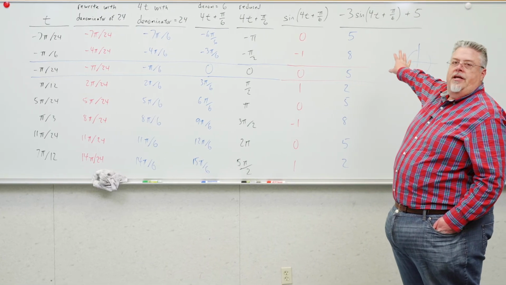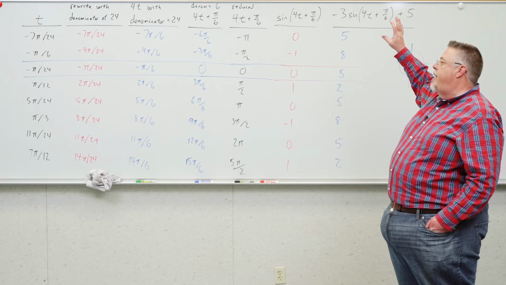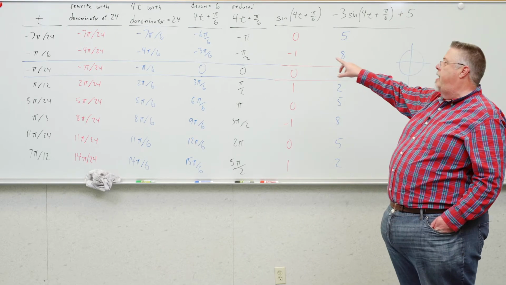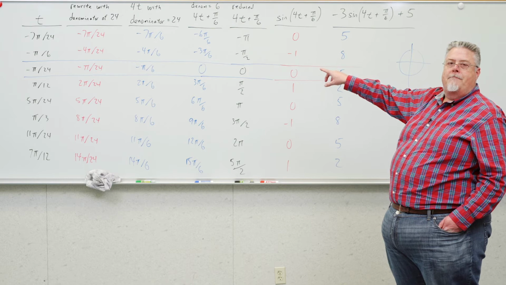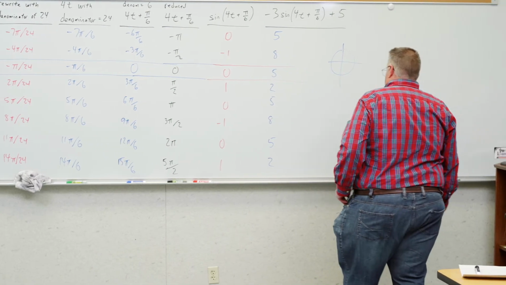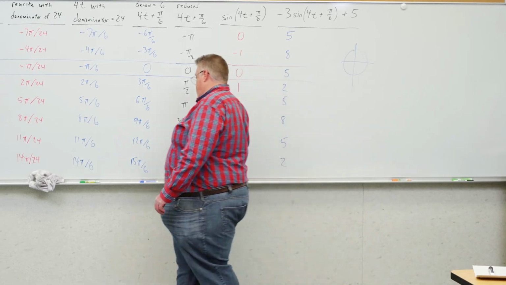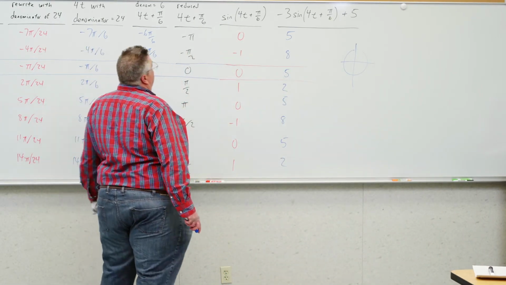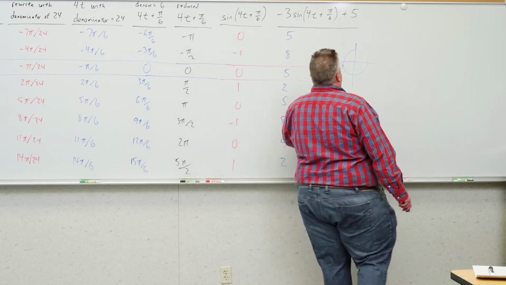Now I've got to graph these things. And can you re-aim, or should I erase the middle of my board? You can go ahead. Okay. So, what are my values of t?